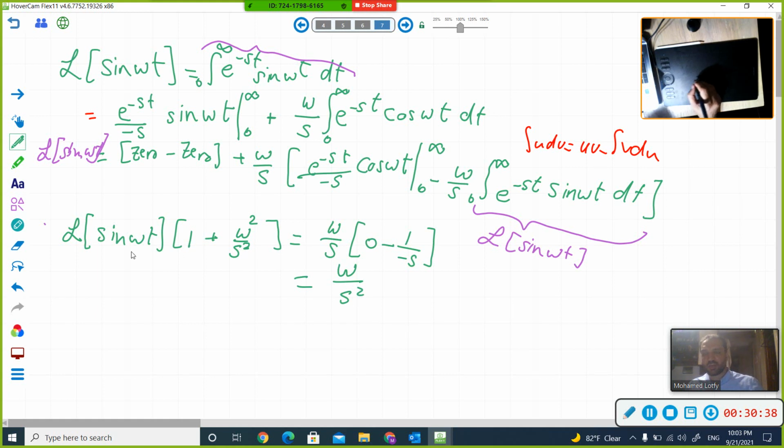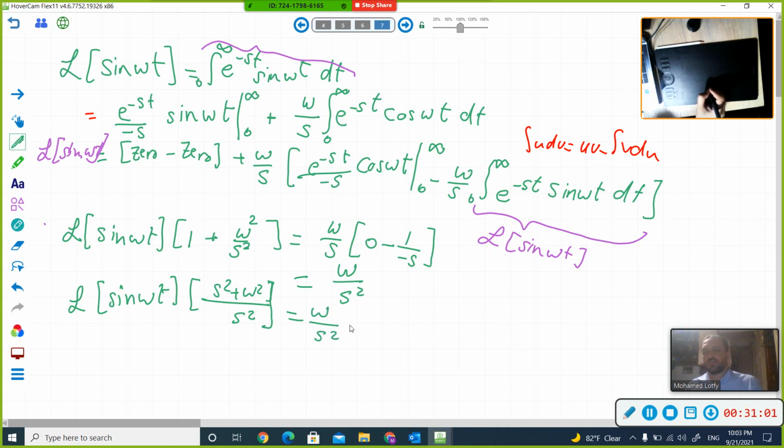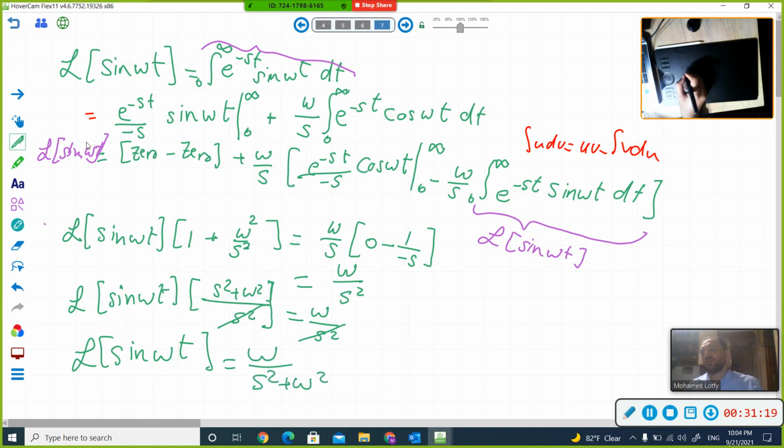So again, let's go back to the right hand side. The Laplace transform of sine omega t, taking a common denominator s squared, will be s squared plus omega squared, equal to omega divided by s squared. So we can cancel this s squared together, and finally we can say that the Laplace transform of sine omega t equals omega divided by s squared plus omega squared.